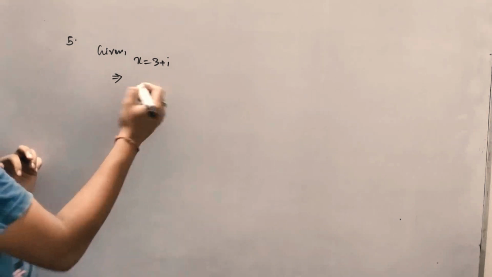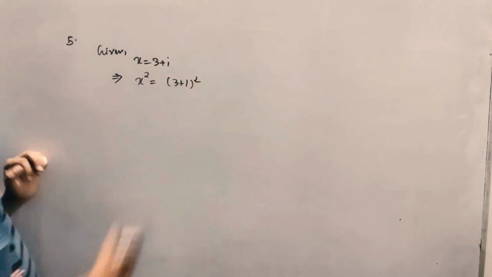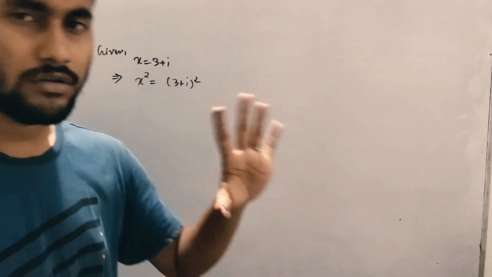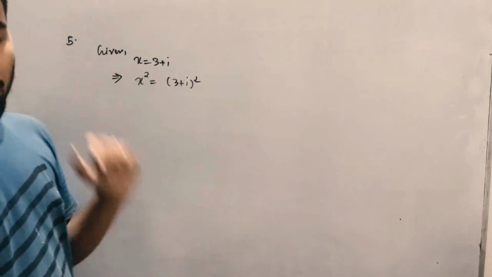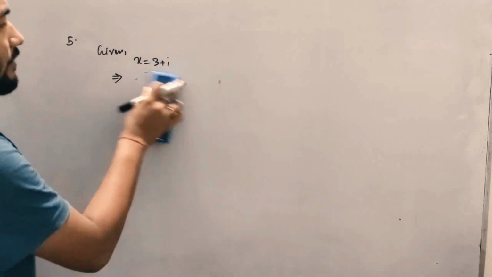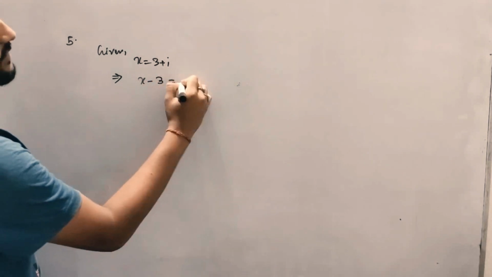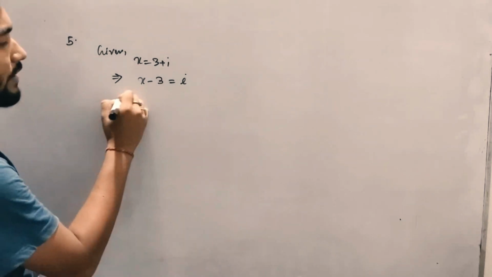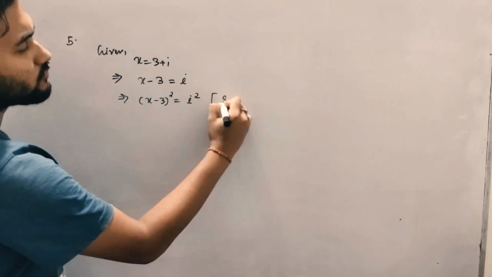Remember, i should not stay. Now if I directly make a quadratic equation by squaring both sides, x square equals 3 plus i whole square. See what will happen: a square, b square, i square goes, but twice ab, the i remains. So you cannot directly square both sides. If we have to remove the i, then make sure i is single. x minus 3 will be equal to i. Make sure the i is single, then only will it be removed. Now squaring both sides, x minus 3 whole square is equal to i square.